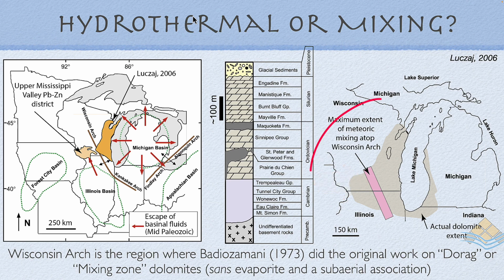But when Luczaj went back in with another doctoral study and looked at the same dolomites and defined the maximum extent of the meteoric mixing zone as it could have existed atop the Wisconsin Arch versus the extent of the actual dolomite distribution, he found that these dolomites are much more likely to be not mixing zone dolomites, but a response to the crossflow of later, warmer burial fluids. And we'll look at the evidence for that throughout the next three chapters.